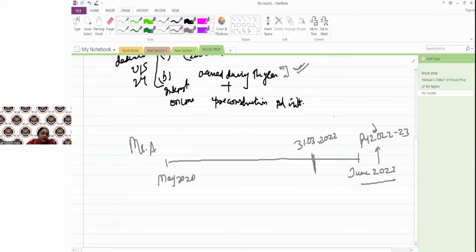2022. Reason being, from 1st April 2022 to June and even thereafter, which is till 31st March 2023, whatever interest is getting accrued during the year is getting computed in this segment, which is interest accrued during the year. Why? Because now the property is alive for the previous year 22-23. The property is there for the previous year 22-23.